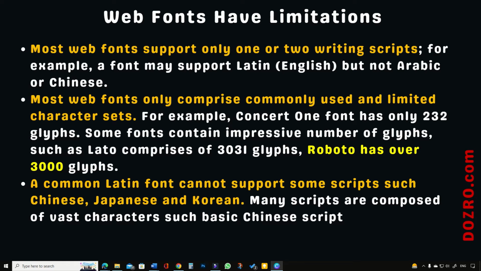For example, Concert One font has only 232 glyphs, whereas Roboto font has over 3000 glyphs. A common Latin web font cannot support some scripts such as Chinese, Japanese, and Korean.